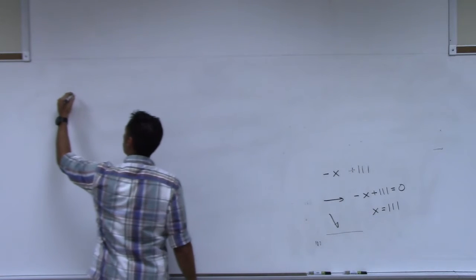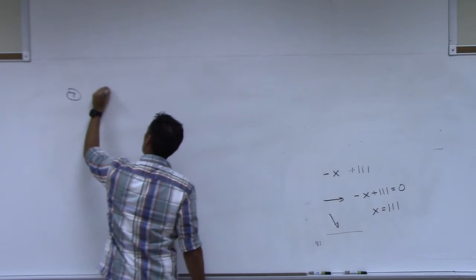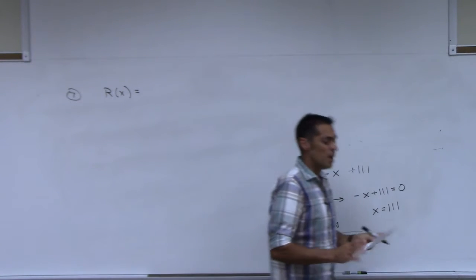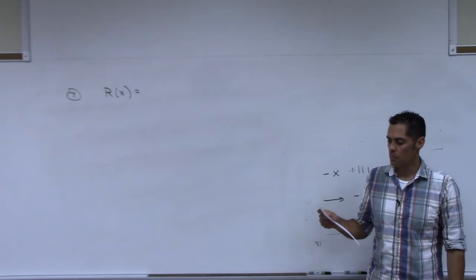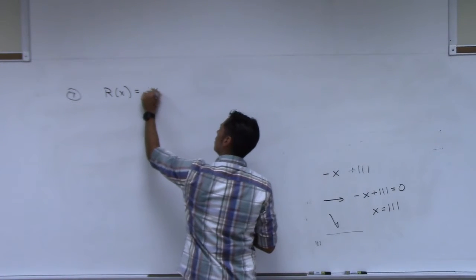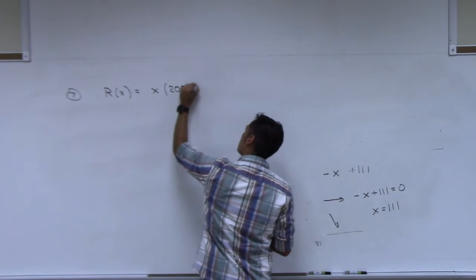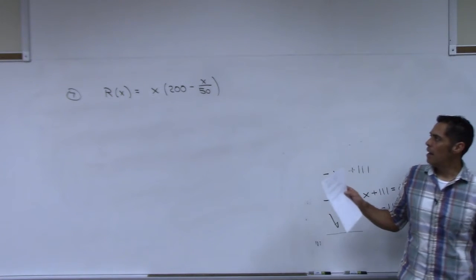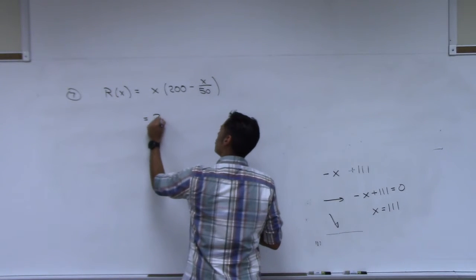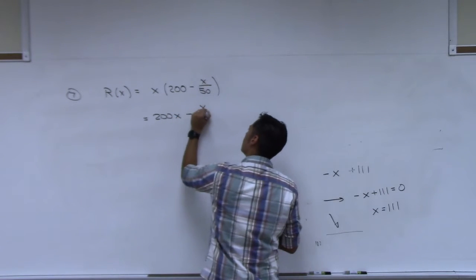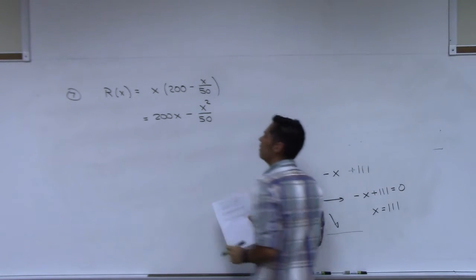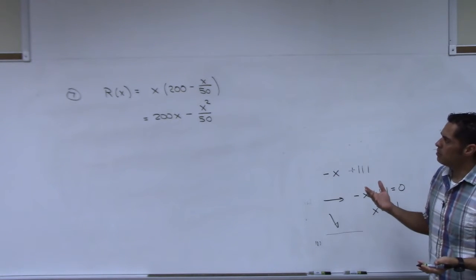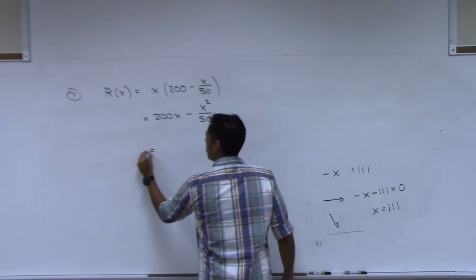So for number 7, can you tell me what my revenue function is? Again, I'm not going to work through a bunch of stuff here. What's my revenue function going to be? X times 200, in parentheses, 200 minus x over 50. Right? That would be my revenue function. And let's distribute through. This would be 200x minus x squared over 50. And it's that x squared over 50 that I think causes the most problem. But just look at it this way.